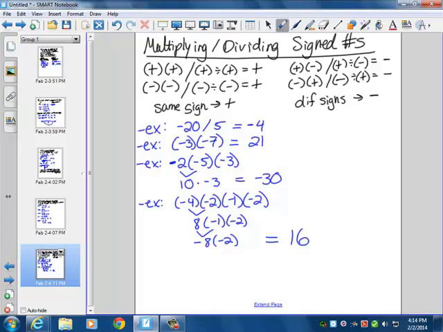So the general rule is: if you have an odd number of negatives, it would always end up being negative. If you have an even number of negatives, it would end up being positive. So odd number of negatives, negative; even number of negatives, positive.